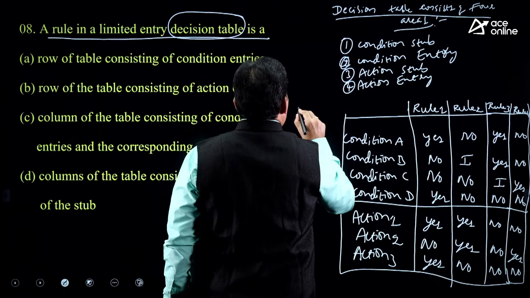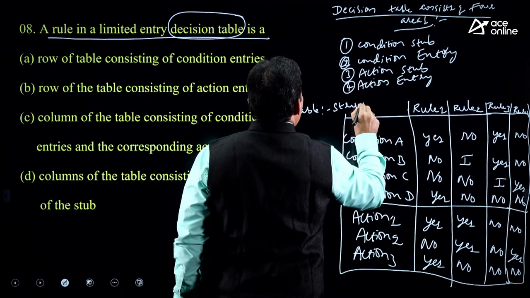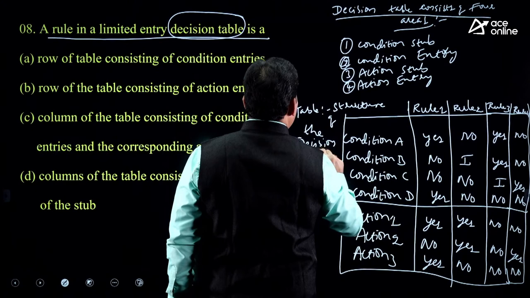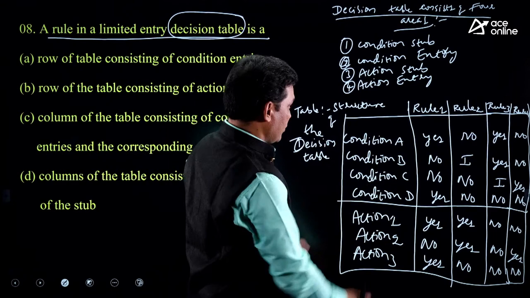This table represents the structure of the decision table. This is what the structure of the decision table looks like.